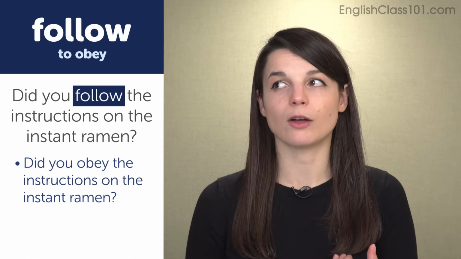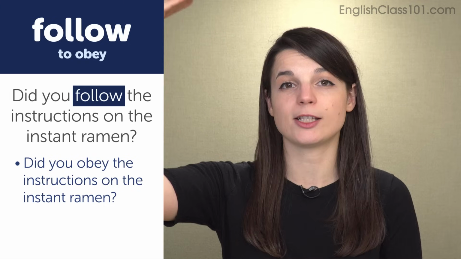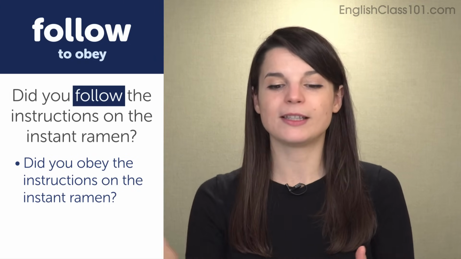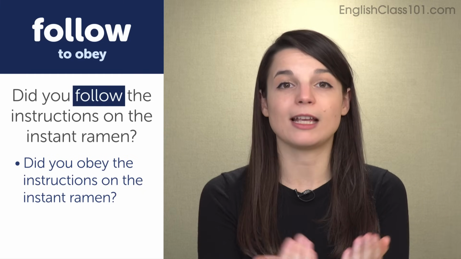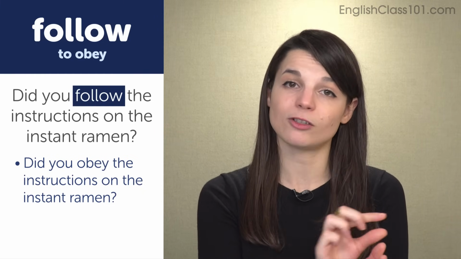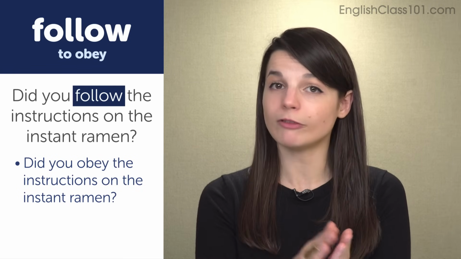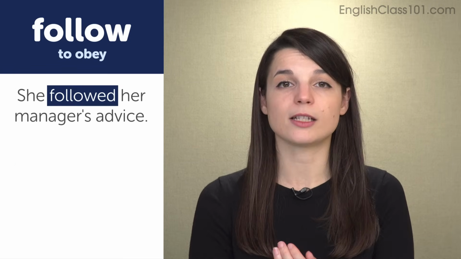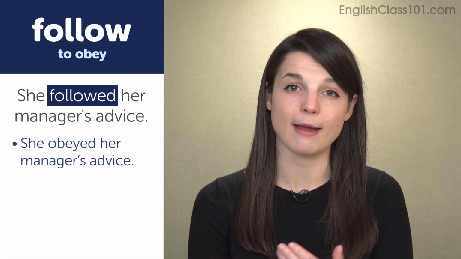But obey sounds quite strong. We use obey for people who are in positions of power above us. In this case, with ramen, it's packaging. So we usually say follow the instructions on the packaging, meaning obey the instructions on the packaging. But obey is quite a strong word, so we use follow instead. In the second sentence, she followed her manager's advice. It's like she obeyed her manager's advice.